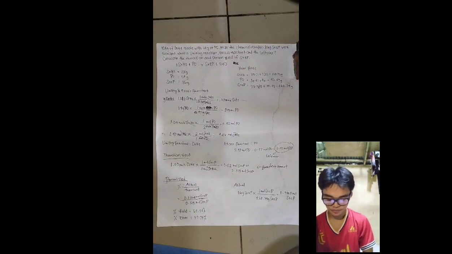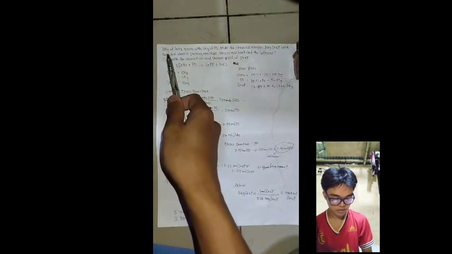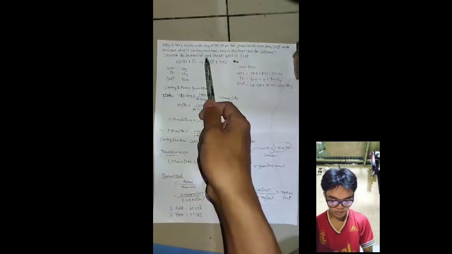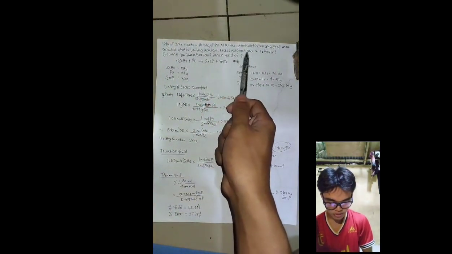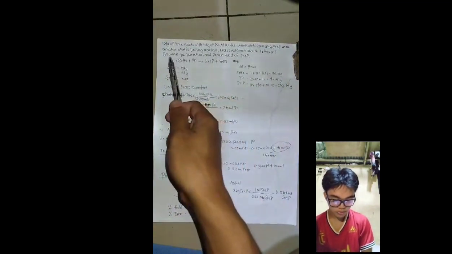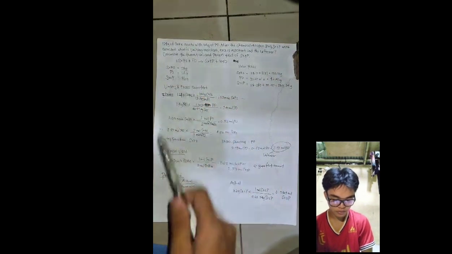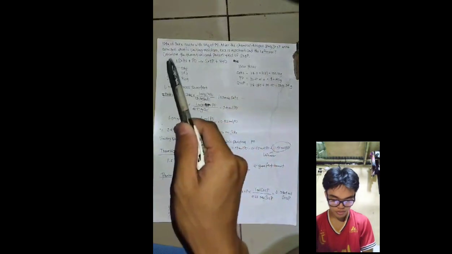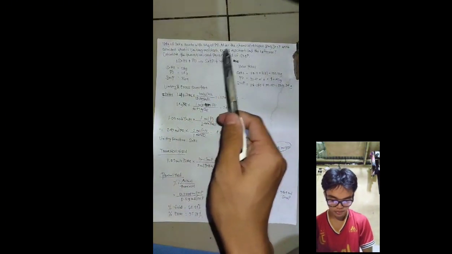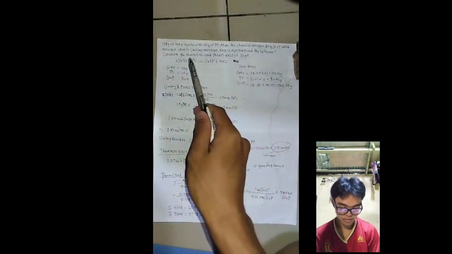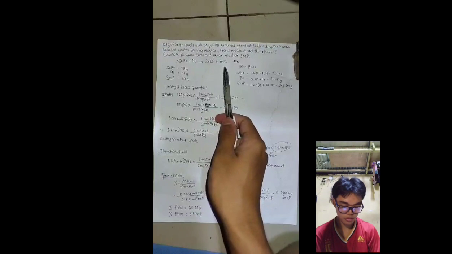Before we start, let me read the problem first. 124 grams of SnH2 reacts with 114 grams of PO. After the chemical reaction, 86 grams of SN2P were collected. What is the limiting reactant, excess reactant, and the leftover? Calculate the theoretical and percent yield of SN2P. Now, we're given a balanced chemical equation, so we can start now.